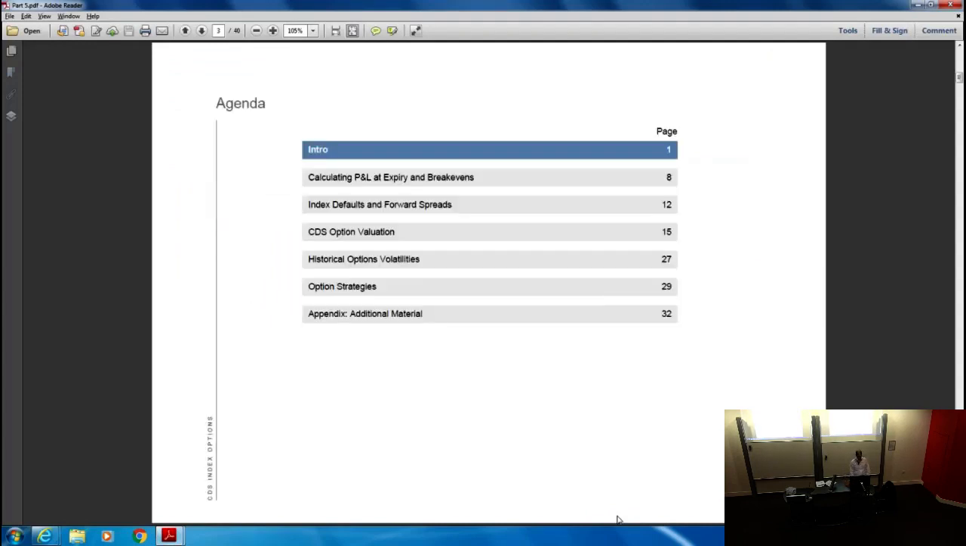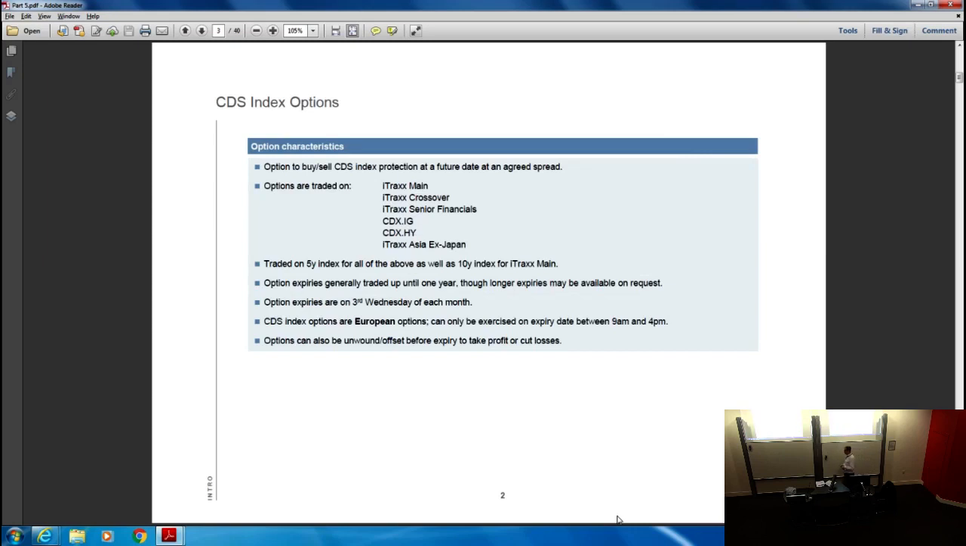So CDX options are next. Indices are the most liquid product that we trade in the credit market, roughly 100 billion on a daily basis. The options are probably the second most liquid product that we trade. And the options that we trade over here are not options on single names, but options on the indices themselves. We have in the past traded options on single names, but we tend to trade options on indices much more liquidly.